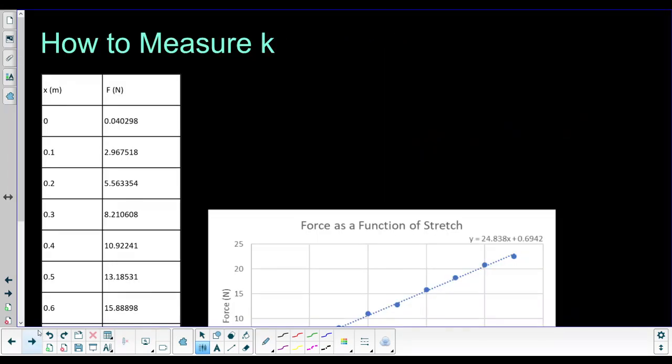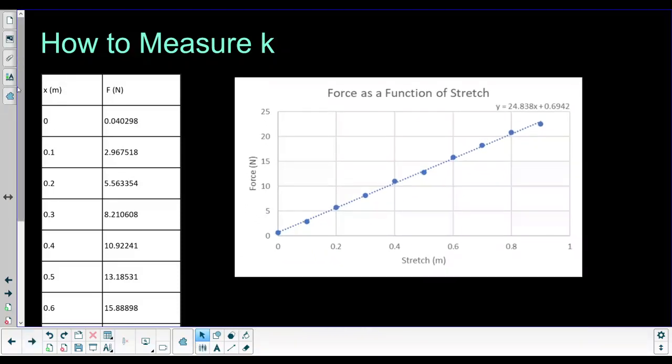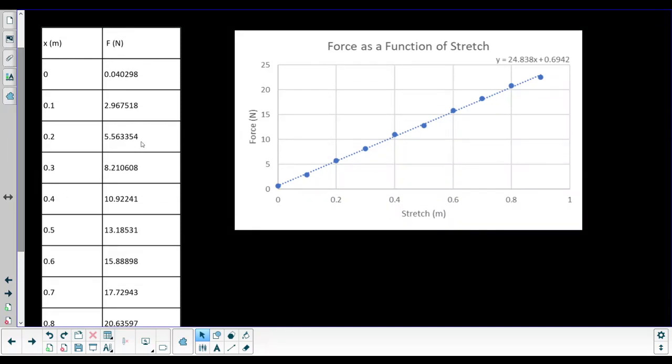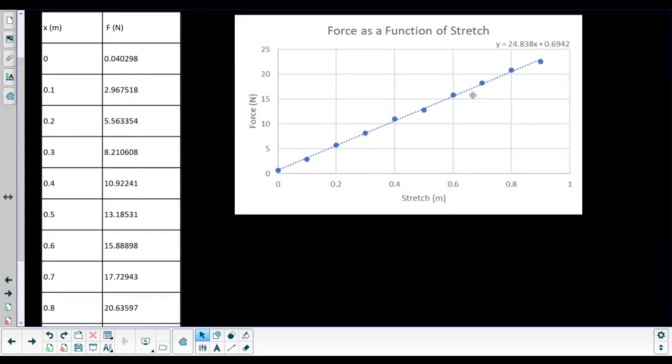So here I have exactly that. I've got some data. Here's my data table. Here's my displacement, and I did no displacement. So this is just my spring sitting there with a force gauge attached. Oh, look, my force gauge doesn't even say 0. Isn't that crazy? So you can tell in real life you got some error. This is 10 centimeters, 20 centimeters, 30 centimeters, 40, and so on. And here's all my force gauge readouts. If I graph them, you can see they wiggle a little bit, but they follow a general trend.